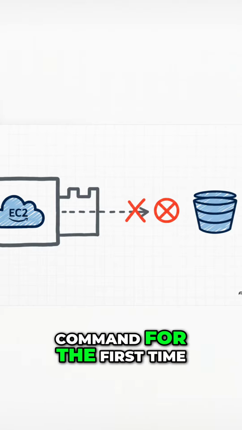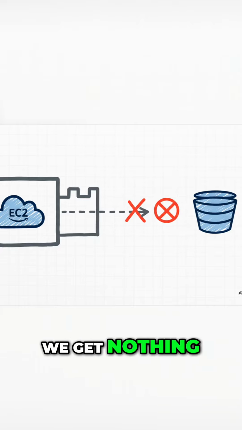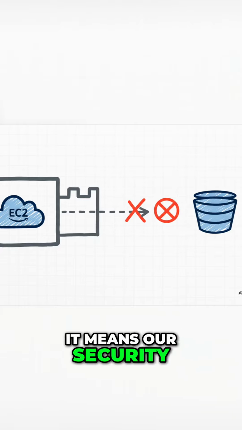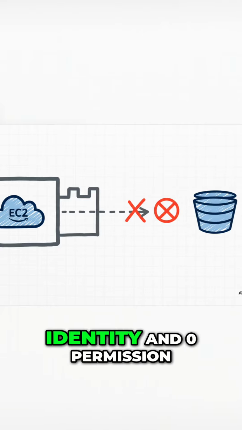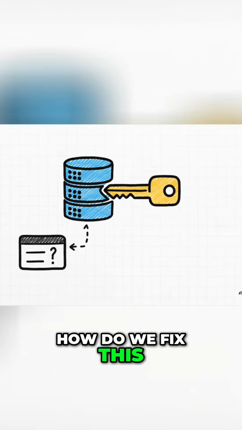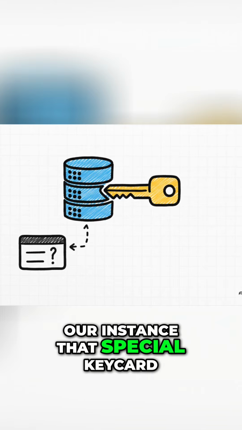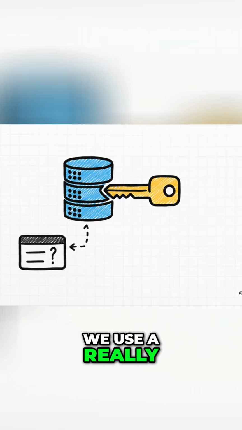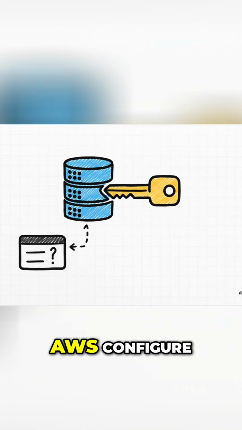So when we run this command for the first time, we get nothing. It fails. And honestly, that's great. It means our security is doing its job. The instance has no identity and zero permission to see anything. So, how do we fix this? How do we give our instance that special key card? Well, we use a really simple setup command, aws configure.